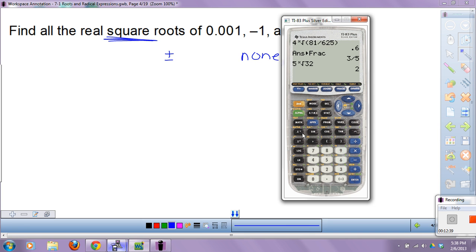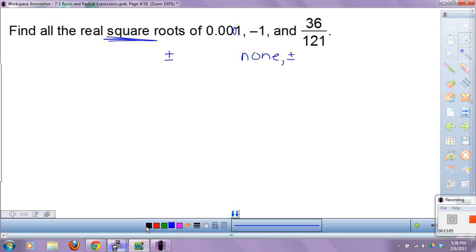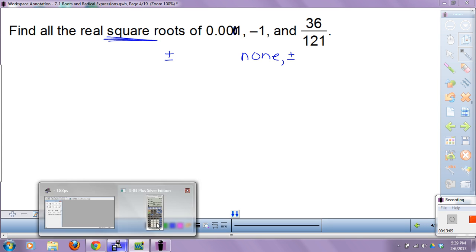But this one we can just do our square root of 1,000th. All real square roots. Now, let's see if we can get a fraction here. Find all the real square roots. There's the issue. In your book, it has one more 0. That makes a big difference. So let's try that one instead.